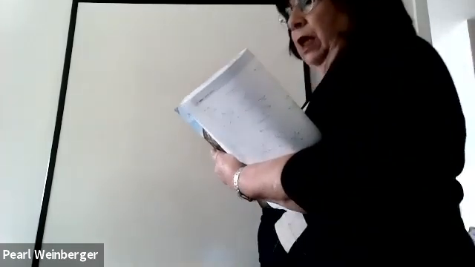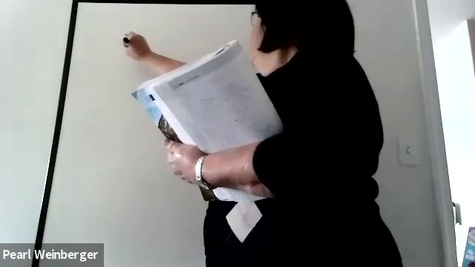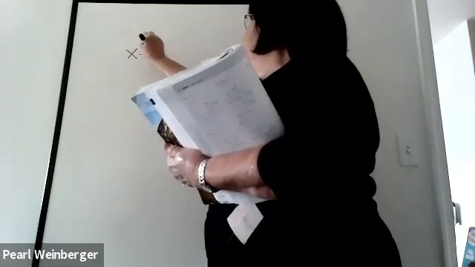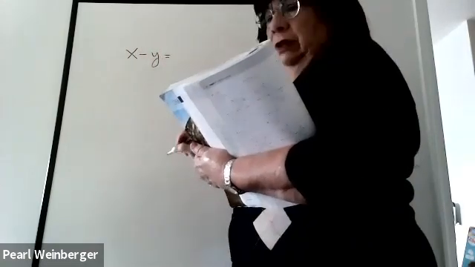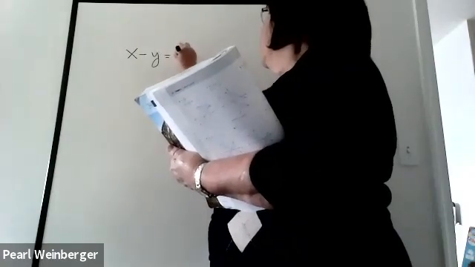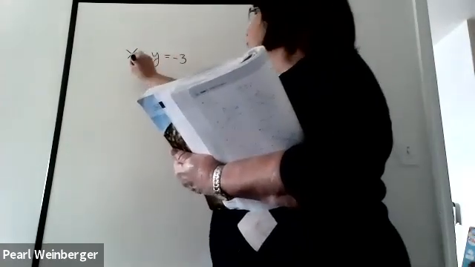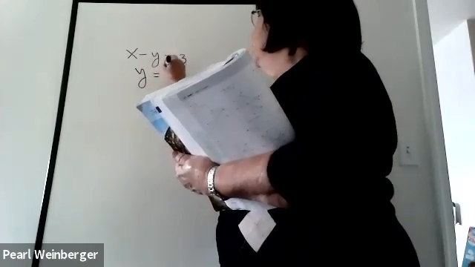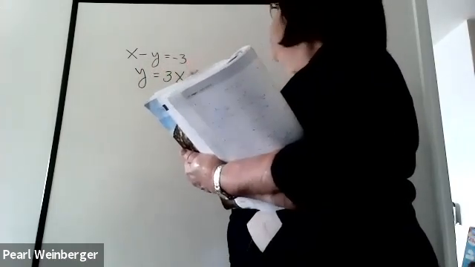Taking a different example. Let's say I have this system of equations. Here's my first equation, x minus y equals -3. And my second equation happens to be y equals 3x plus 5.